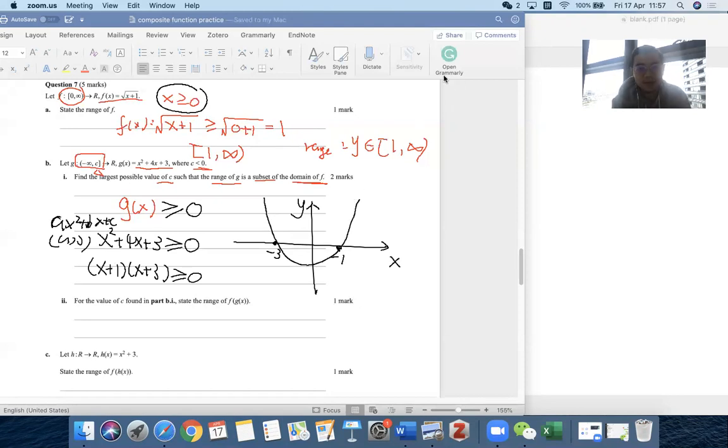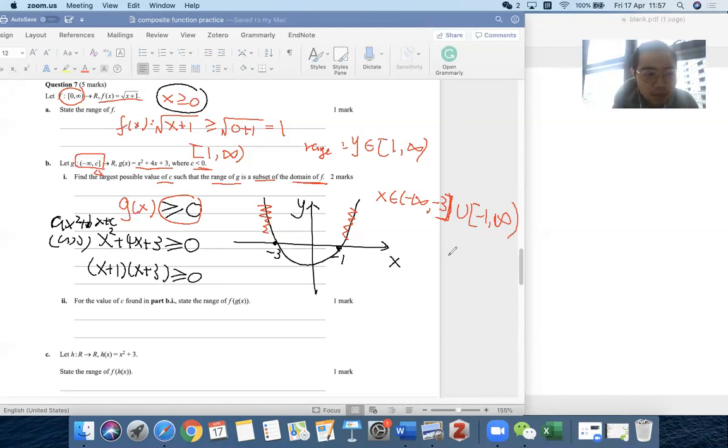Okay, that's just a sketching. So for the greater than or equal to 0, I want this part, and I want this part as well. So my x can only take -infinity to -3 union -1 to infinity. Okay, that will be OR.